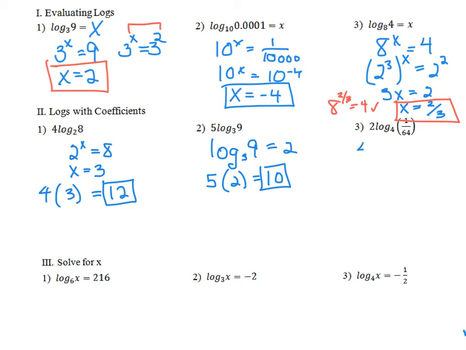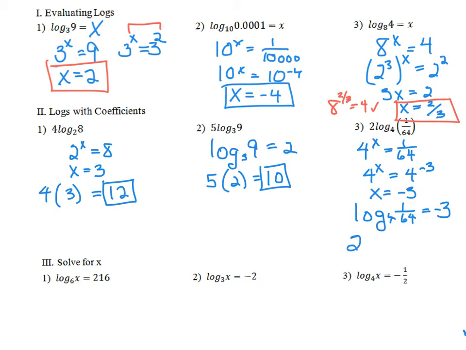For the last one, I want to know what I have to raise 4 to get an answer of 1 over 64. Writing them both with the same base, 4 to the x is equal to 4 to the negative 3. So therefore that exponent must be negative 3. So the answer for the log to the base 4 of 1 over 64 is negative 3. I want to multiply by the coefficient, so 2 times negative 3 gives me an answer of negative 6. So don't forget the final step of multiplying by the coefficient.